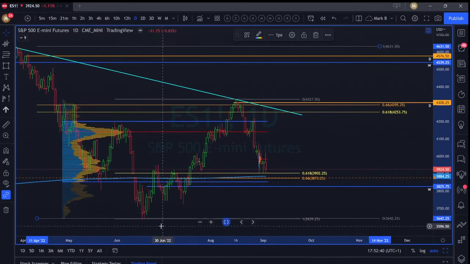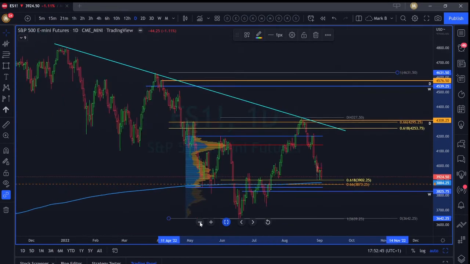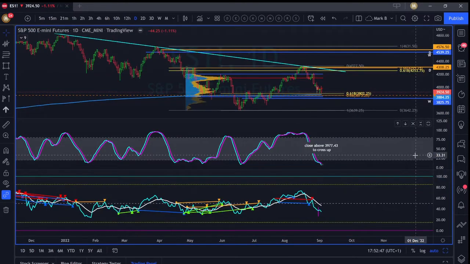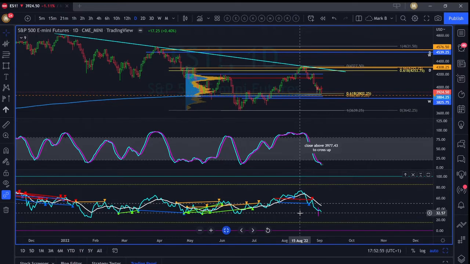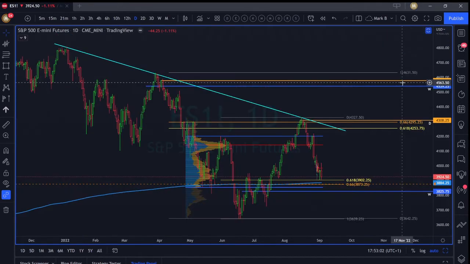Now let's just have a look on the daily and see if there's anything interesting. Not especially. RSI's not really into any kind of bouncy zones there. Stochastics at 39.77 to cross up, so we're away from that at the moment. But yeah, you can see that fib pull from there.